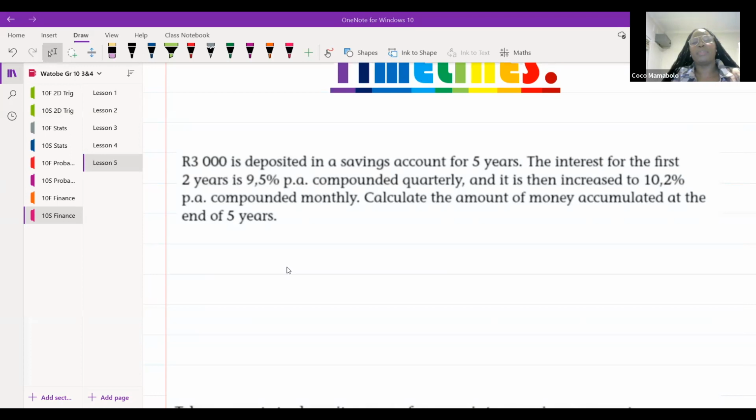All right, it says here, 3,000 is deposited in a savings account for 5 years, right? The interest for the first 2 years is 9.5% per annum compounded quarterly. It is then increased to 10.2% per annum compounded monthly. Calculate the amount of money accumulated at the end of 5 years. Now, that is a lot to take in.